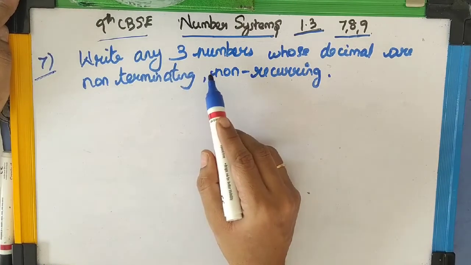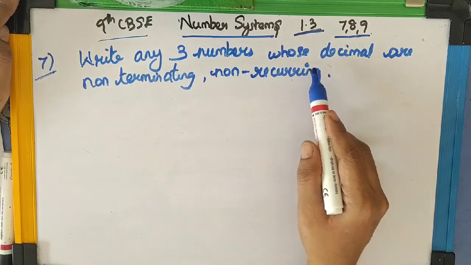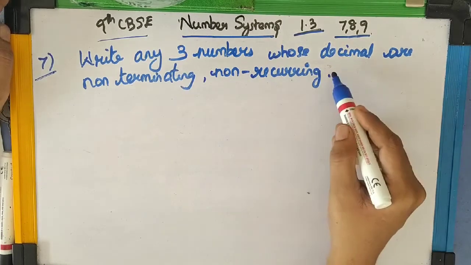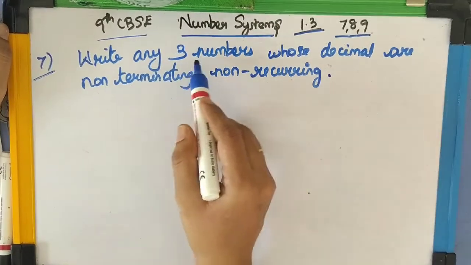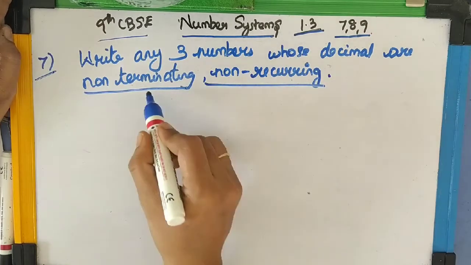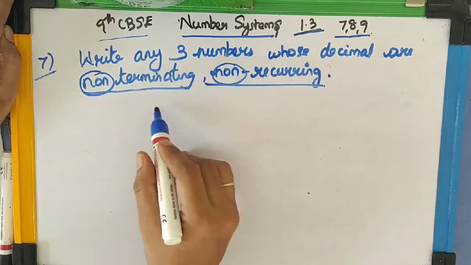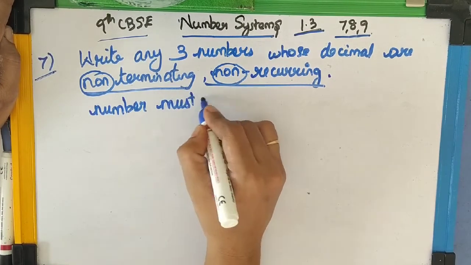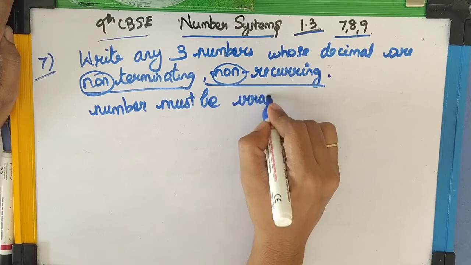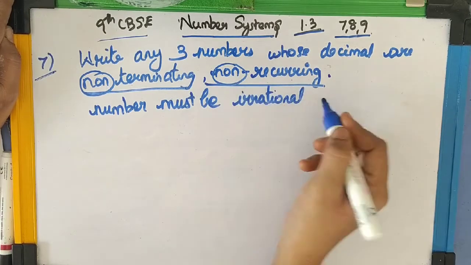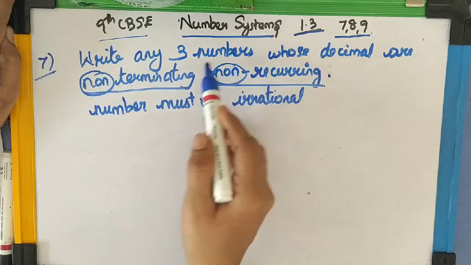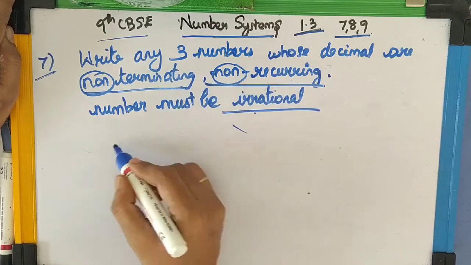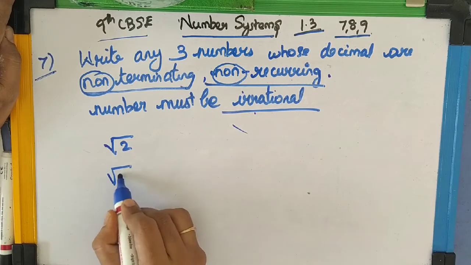Let's take the 7th problem. We have to write any 3 numbers whose decimals are non-terminating and non-recurring. Now let's see what is non-terminating and non-recurring. Yes, both non. When it's non-terminating and non-recurring, then it is an irrational number. Correct? Do you remember what I said before? Yes, non-terminating, non-recurring digits are irrational numbers. Tell me some examples for irrational numbers.